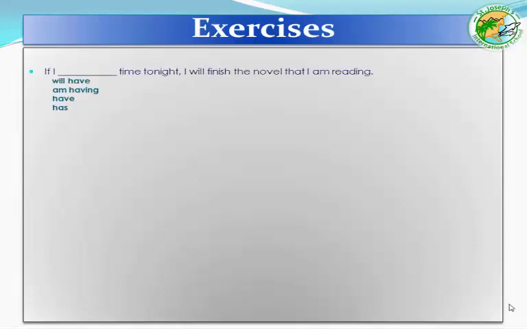If I time tonight, I will finish the novel that I am reading. Okay, so if I will have, no, if doesn't followed by will. If I am having time, no, I am having present continuous.